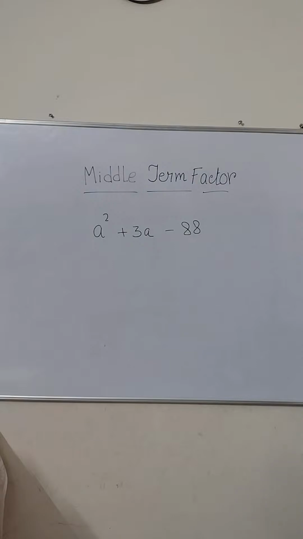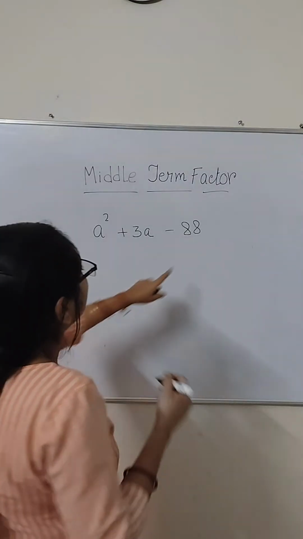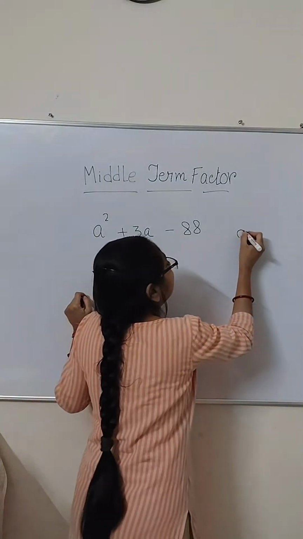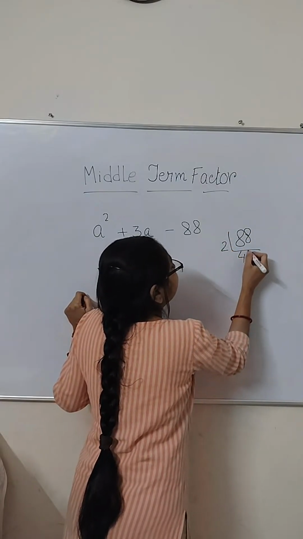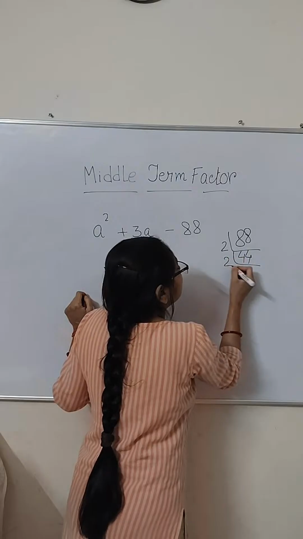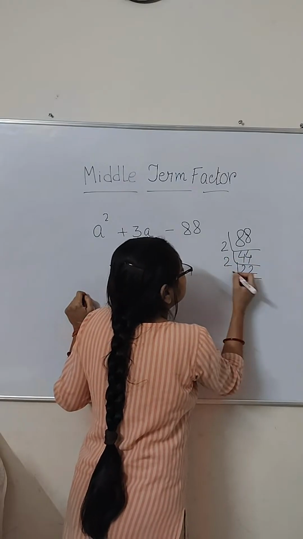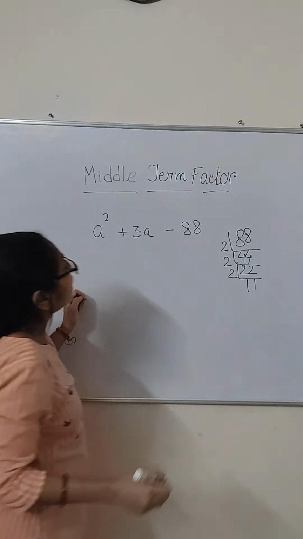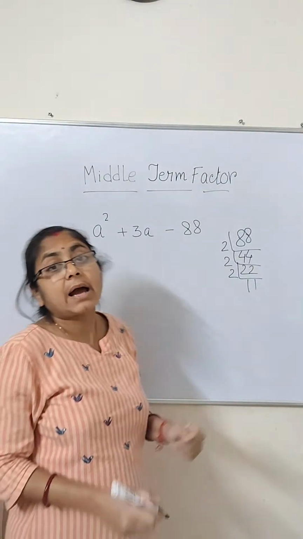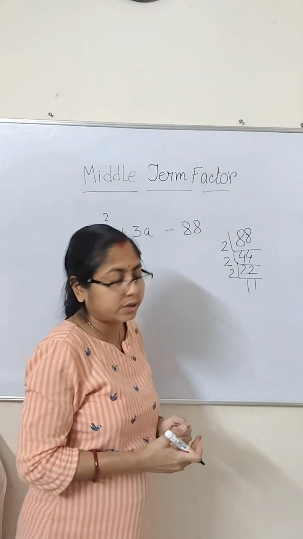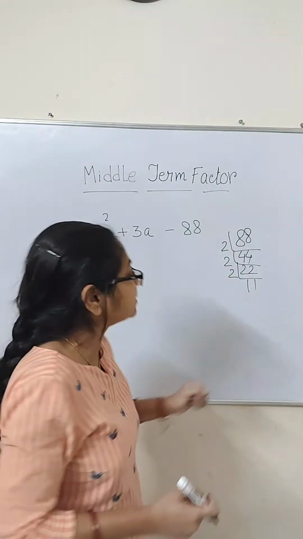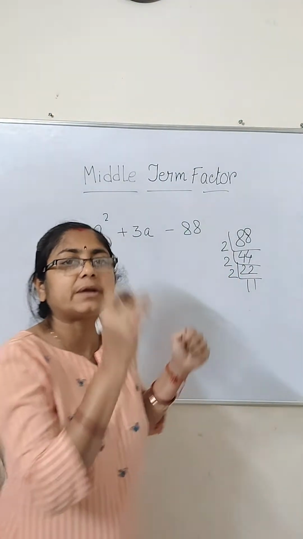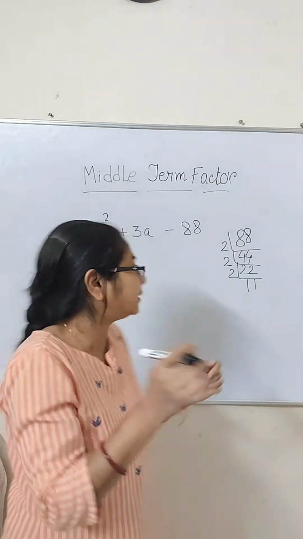Now I start. First, what I am doing, 88. I break it with the prime factorization method: 2, 4, 4, 2, 2, 2, 2, 11. I want 3. But how can I write this 3? It is by minus because before it there is a minus sign. Who will complete the math? Please write the answer in the chat box.